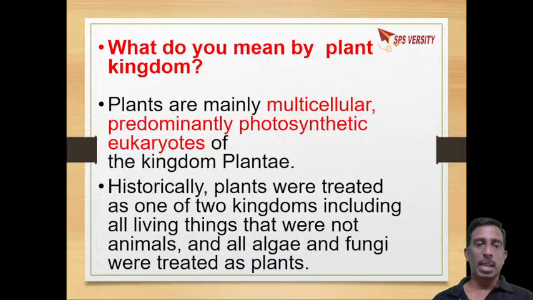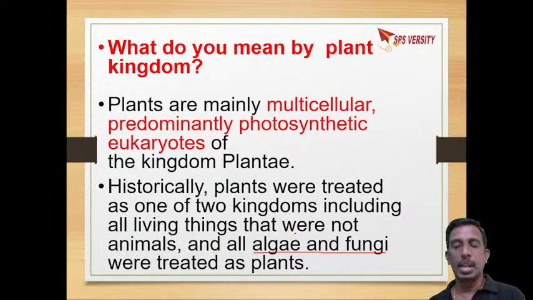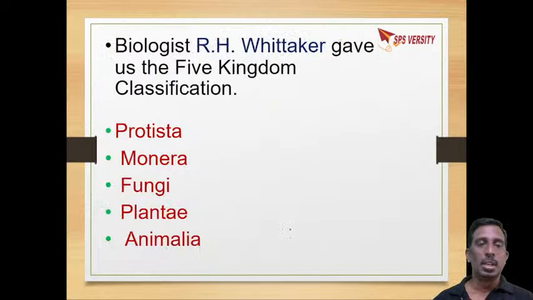So if you take the history of the plant kingdom, the algae and fungi were included in plants in the previous classifications, like Carolus Linnaeus, who proposed Plantae and Animalia. So he kept algae and fungi in plant kingdom. And according to Whittaker, the five kingdom classification, there are five kingdoms: Protista, Monera, Fungi, Plantae, Animalia.